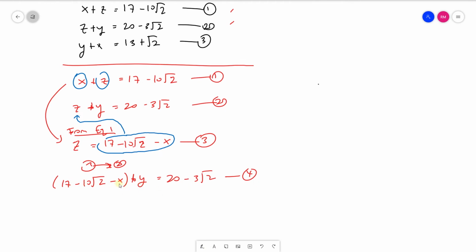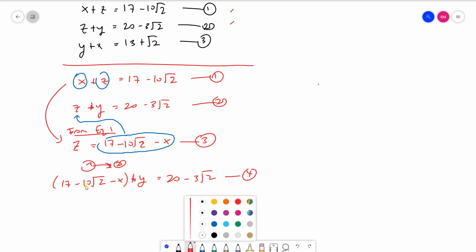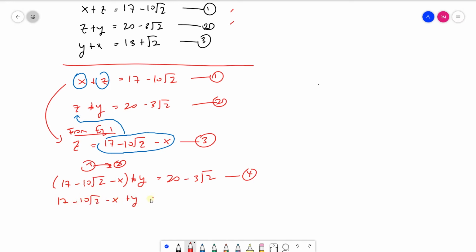One equation with two unknowns, correct? Now this thing, let me simplify this first. If I open the bracket, there's no change in the sign. x plus y equals 20 minus 3 surd 2.